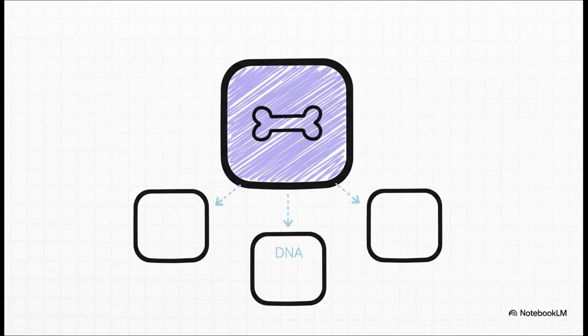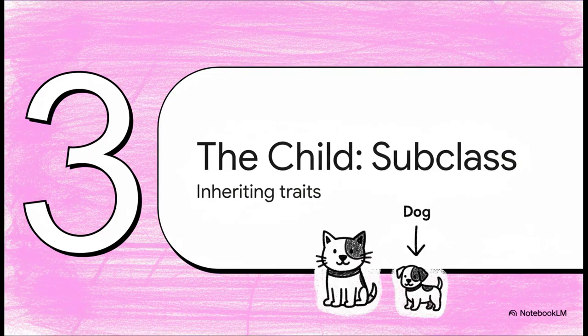So let's just break that down. Pet is the parent. It's holding the core DNA for our little code family. And right now, that DNA includes the ability to eat. So any class that descends from Pet is going to get the skill automatically. No extra typing required. All right, we've got the parent. Now it's time for the child. In Java, this is what we call a subclass.